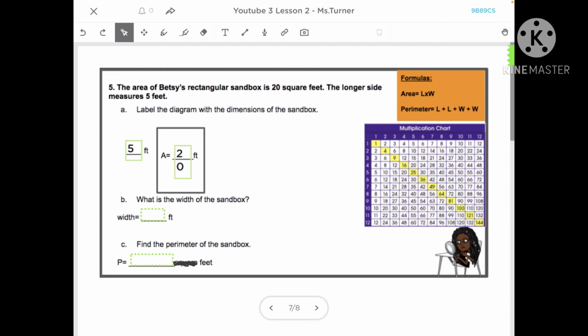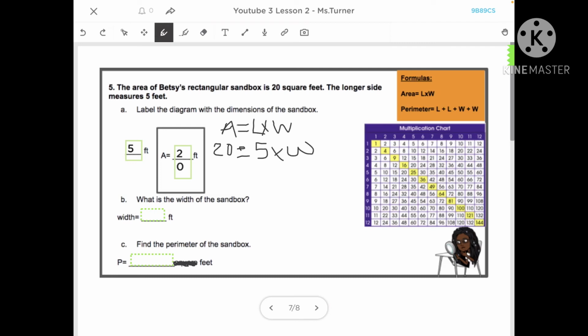So same as before, you guys, we're going to plug in both of these measurements into our formula for area. Area equals length times width. What's my area? Good, 20 square feet. We'll just say 20. Do I know my length? Yes, we do. My length is my longer side. What's my longer side? Yes, 5 feet. So 5 times, we don't know our width, so we'll just put in a W. So 20 equals 5 times something. 5 times what equals 20?